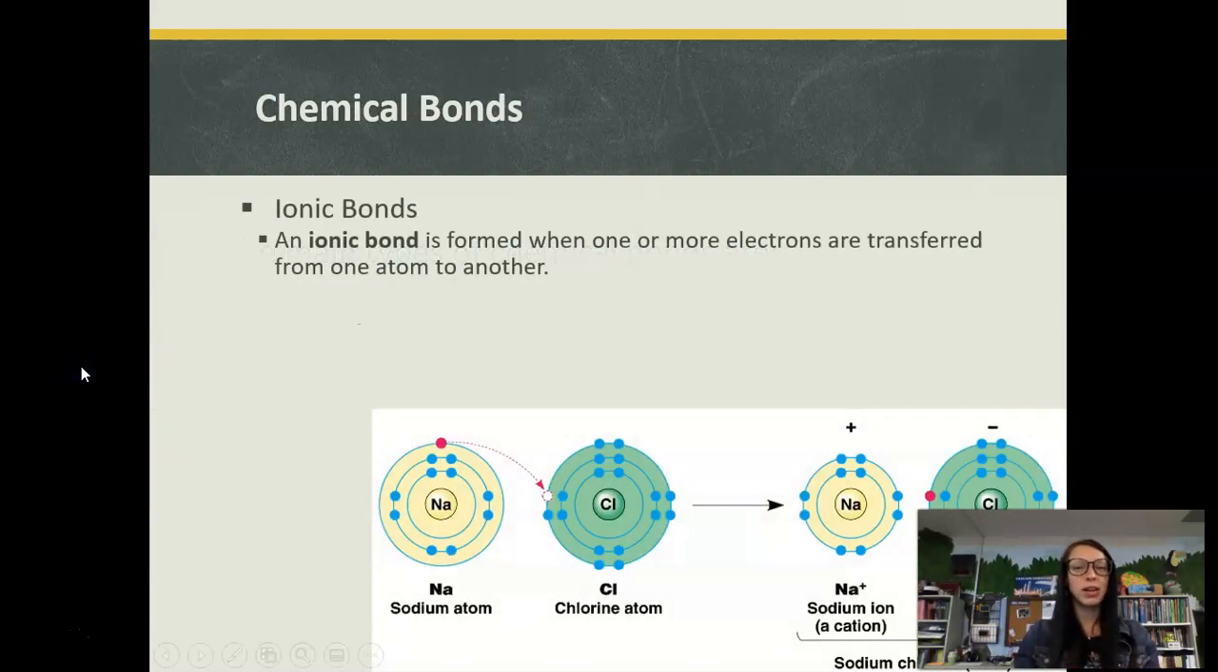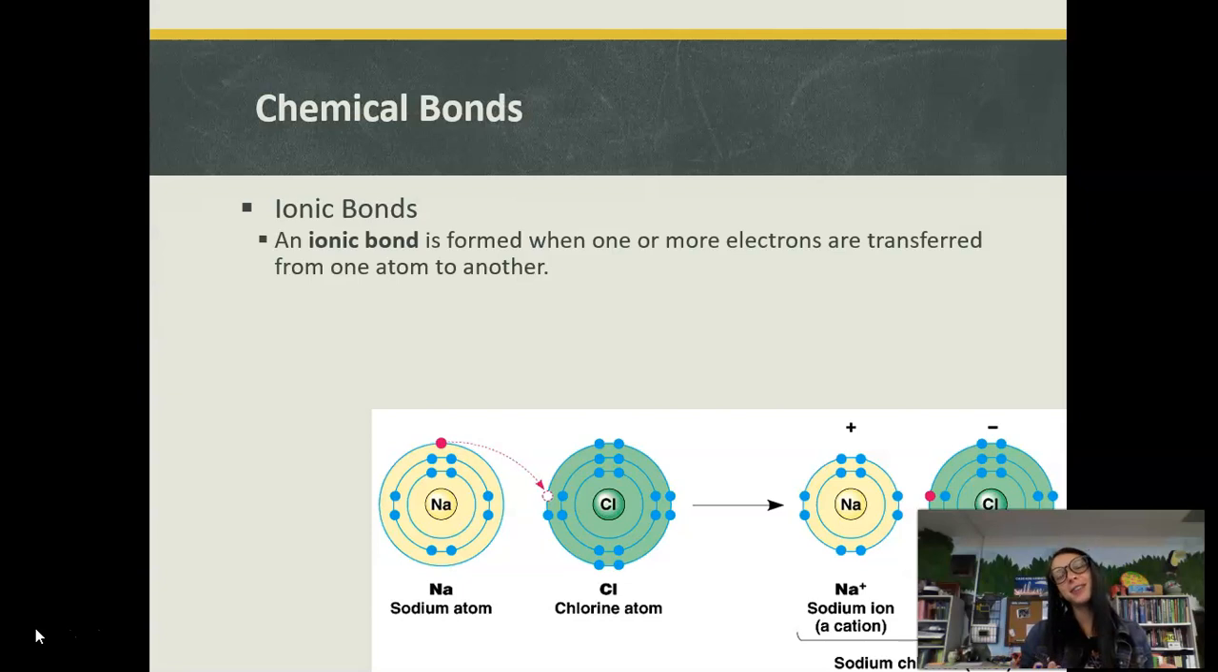So let's start by talking about ionic bonds. An ionic bond is formed when one or more electrons are completely transferred from one atom to another atom. An example of this is sodium chloride. The reason we keep using sodium chloride is because it is simple and probably the easiest one to understand. What happens is sodium has one valence electron. It has just one electron in that outer shell.